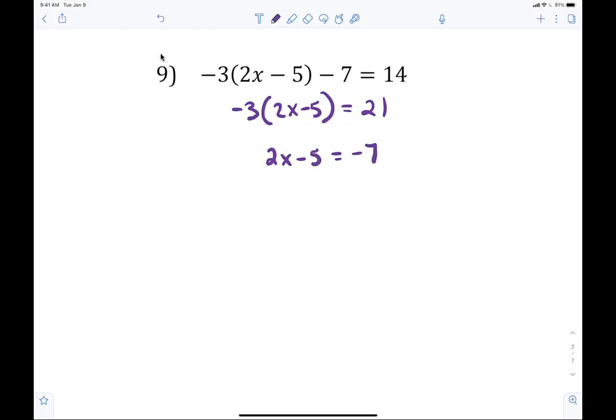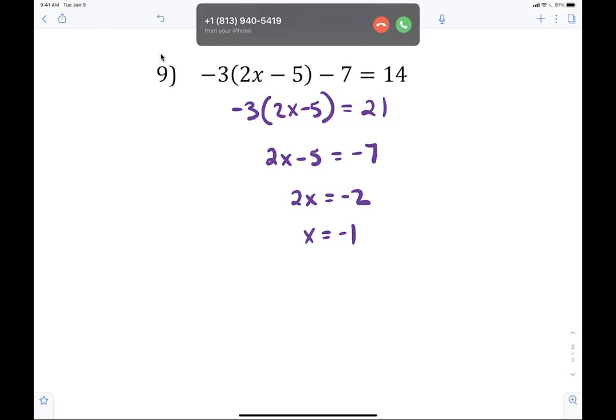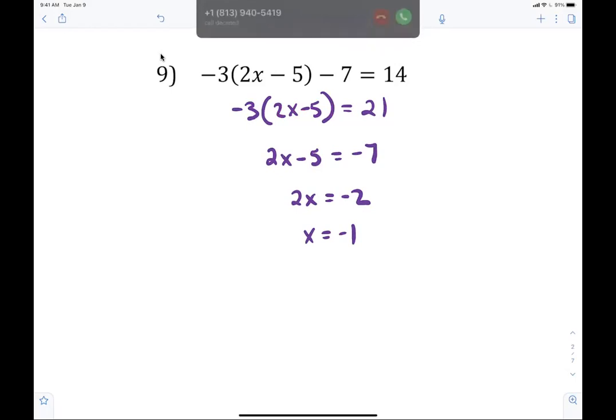Now I add 5. 2x equals -2. And so now what? x equals -1. Everybody okay with that? Anybody? All right. Can you distribute combined terms? Yes, you can. If you want to multiply through by -3 combined terms, you're going to get the same exact answer. All right. Anybody need help on that?